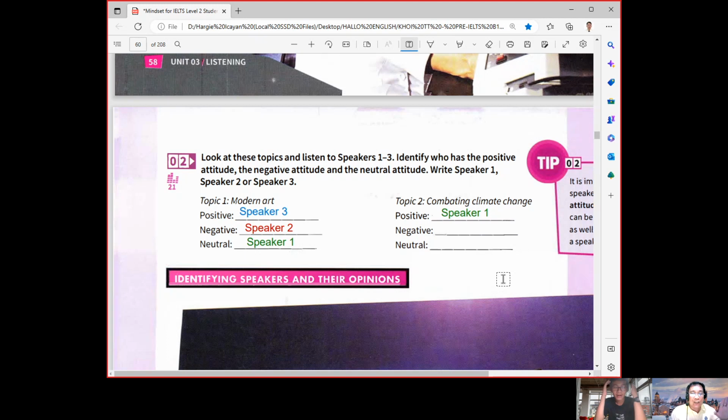Okay. Actually, she was able to mention the problem, a lot of problems arising, but she was able to suggest ways on how to combat climate change, right? So that means although the first idea is all negative because those are problems she was able to mention, at least she was able to give a suggestion to combat climate change.